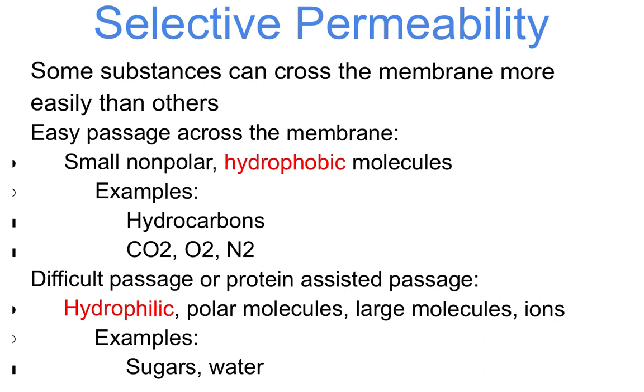Things that are difficult to cross the membrane are going to need a little bit more help. They're going to need proteins to assist them in coming across the membrane. So these hydrophilic, very, very large molecules, and even ions, because they're small but they have a charge, so they interact with things, are going to need some more help. These are things like water, because it's polar, and sugar, because it can be very, very large.